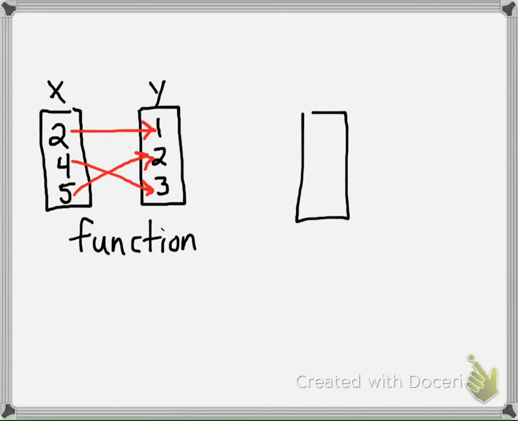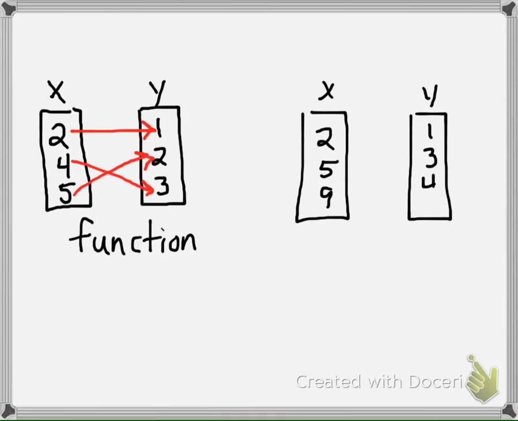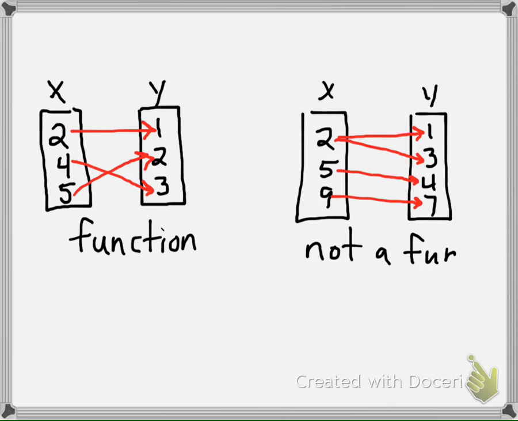But now when I look at this other mapping, I'm looking at the same thing. It's going to show me the relationship between x's and y's. And now, on this one, I see that 2, the x of 2, could actually turn into a 1, or it could turn into a 3. That means that one x value has more than one y value. So, because of this right here, it makes it not a function.